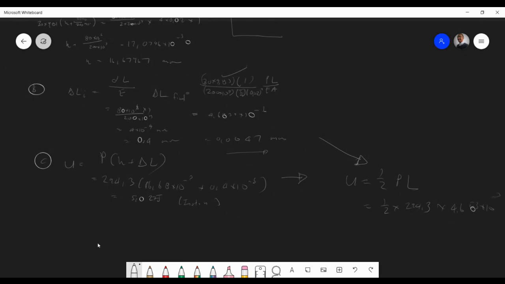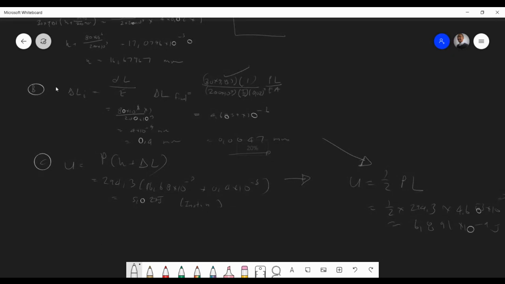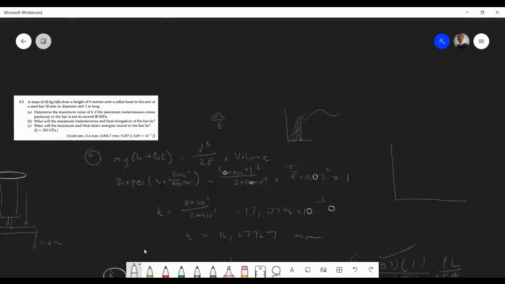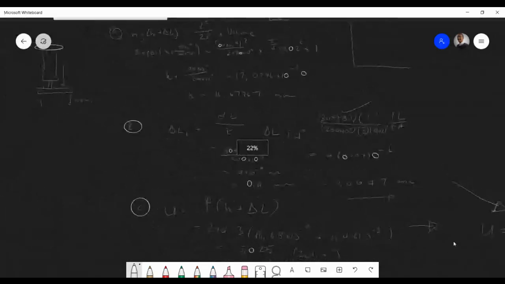Really plug and play, guys. I think it's just a matter of very basic interpretation. So this, I get 6.891 times 10 to the negative 4 joule. I hope this is correct. Yeah, it looks okay.